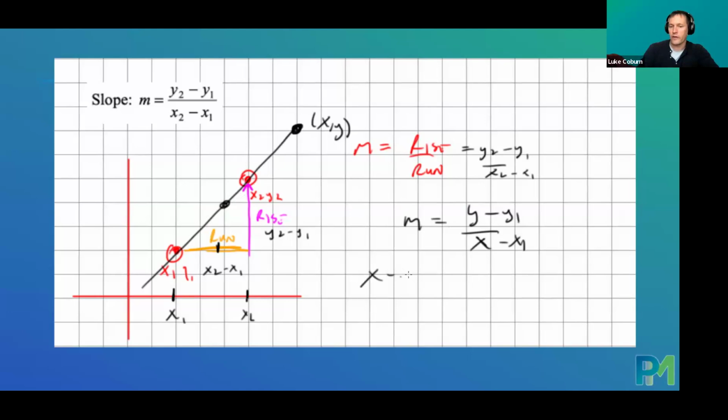And now we just multiply across, so x minus x1 goes across, m times that is equal to y minus y1. This is the equation of a line. And now we can multiply everything out. So y minus y1 is equal to m times x minus m x1. And when we get everything over to the right-hand side, we'll have this other form, which is y equals mx plus c.